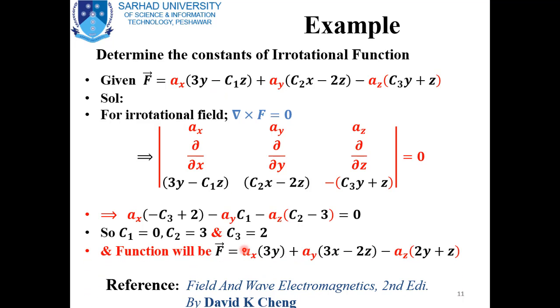By inserting them, we can write the function as f is equal to ax 3y plus ay 3x minus 2z minus az 2y plus z. So this is an irrotational function, and now this is constant-less, meaning that we have inserted the constant terms. So now if we take the curl of this vector, the curl of this vector will be equal to 0.